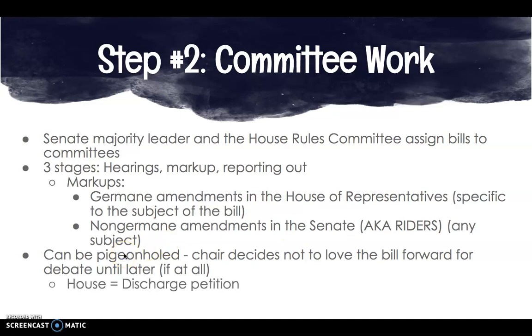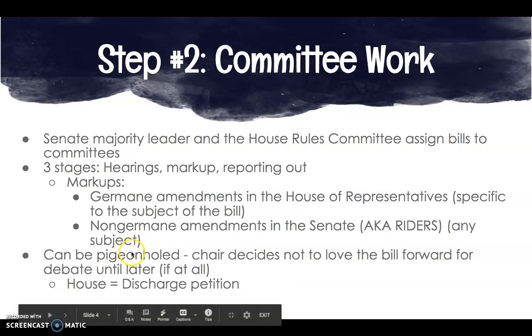Now, the House does have something to make this a little bit more efficient. They have something called a discharge petition, which ultimately would make sure that a bill is pulled from committee onto the floor. So if enough representatives vote for a discharge petition, that can prevent the pigeonholing from happening.